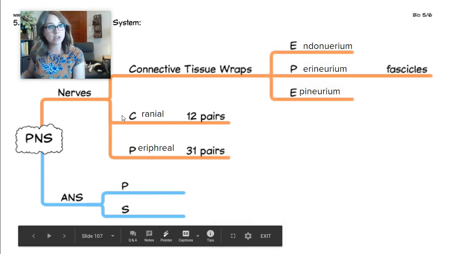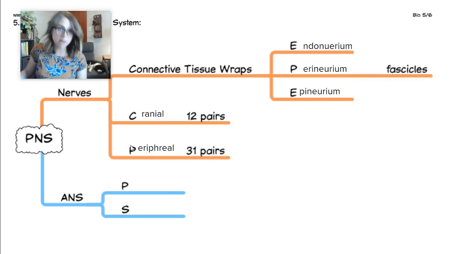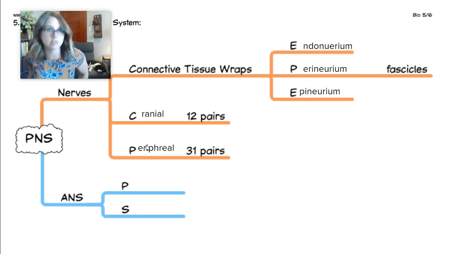All you need to know is that there are cranial nerves and peripheral nerves. They are both part of your peripheral nervous system. That's it. Cranial nerves are not part of your central nervous system. They're part of the peripheral. That's all you need to know.